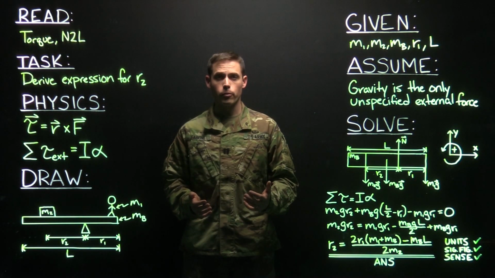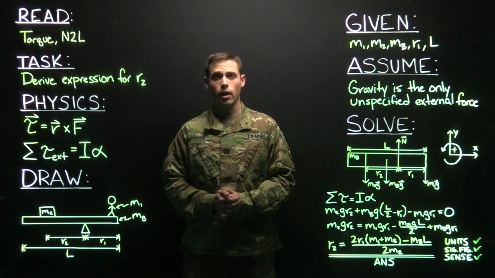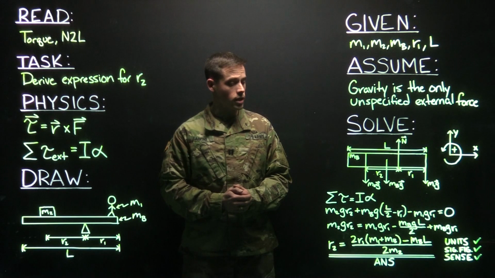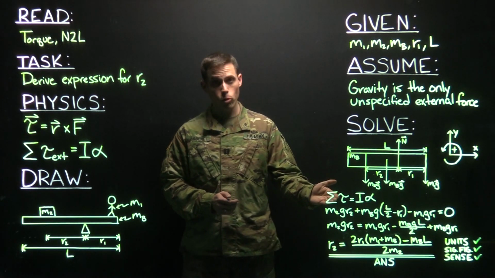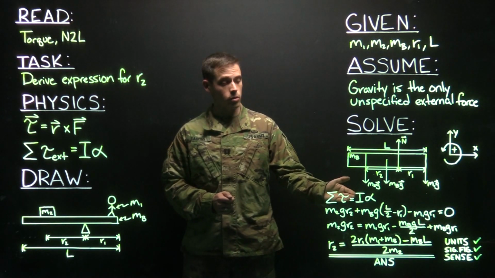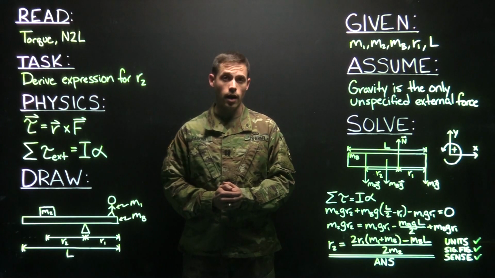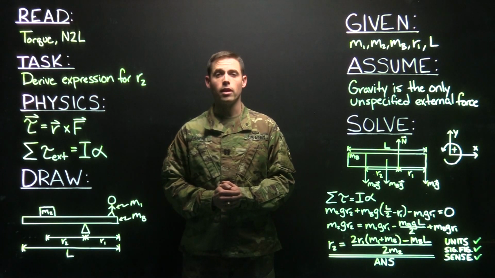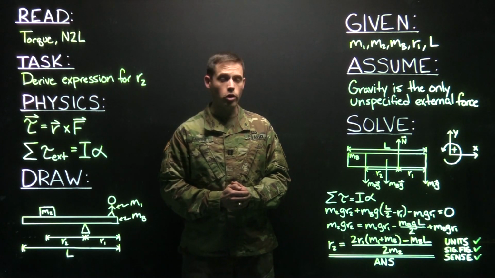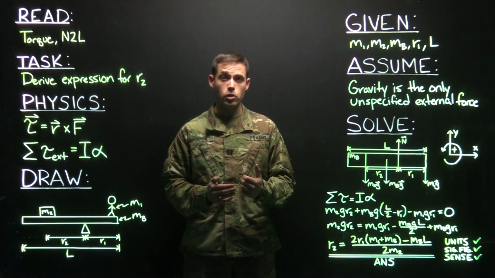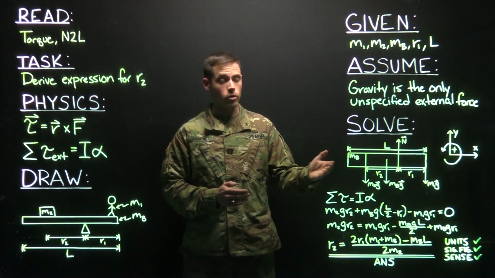Now that we've completed our free body diagram, we're ready to apply Newton's second law for rotation. Again, Newton's second law for rotation states that the sum of the torques exerted on a system is equal to the product of the rotational inertia, I, and the angular acceleration, alpha. Let's start on the left-hand side of the equation and sum the torques that are being exerted on our system.